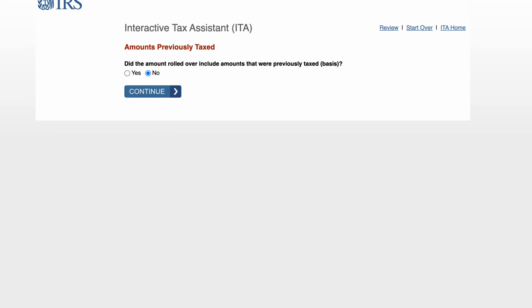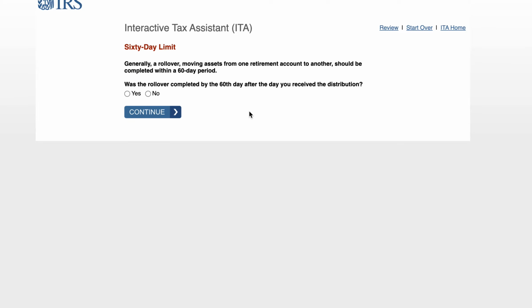But let's go back and say that this was not a direct transfer. Let's see what happens there. There's a 60-day limit. This is a 60-day time frame that's set in law that basically says from the day that the funds leave one account, you have to be able to deposit it into another account within 60 days. So if it wasn't completed by the 60th day, what happens?